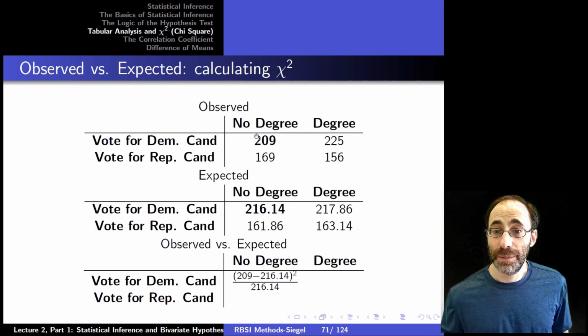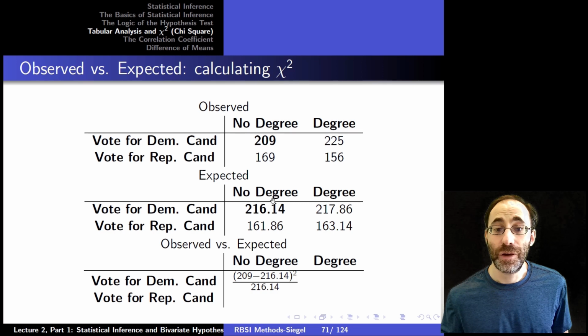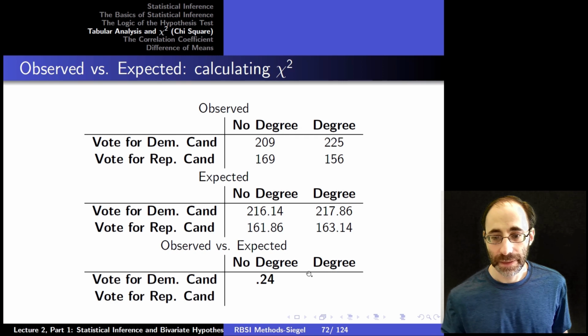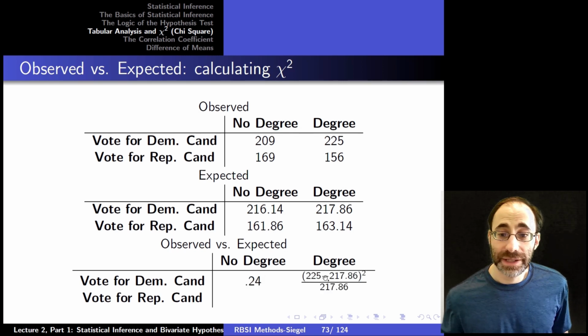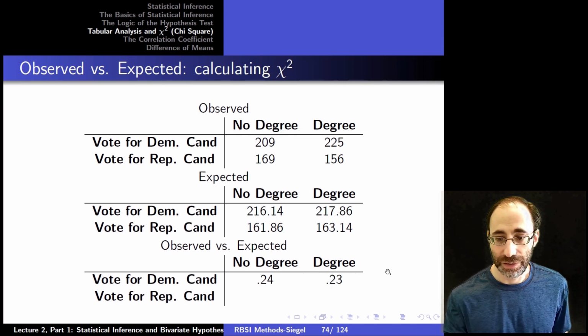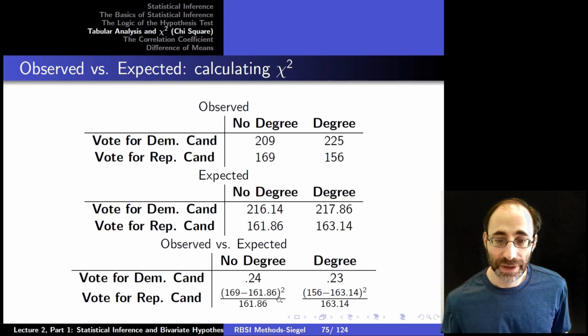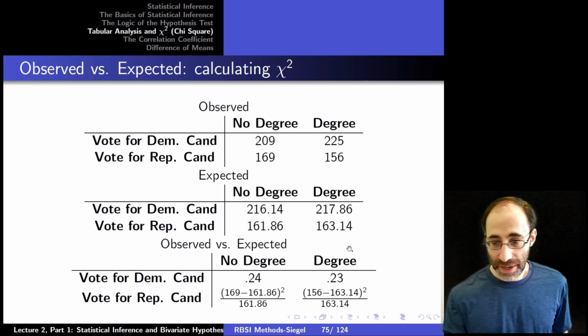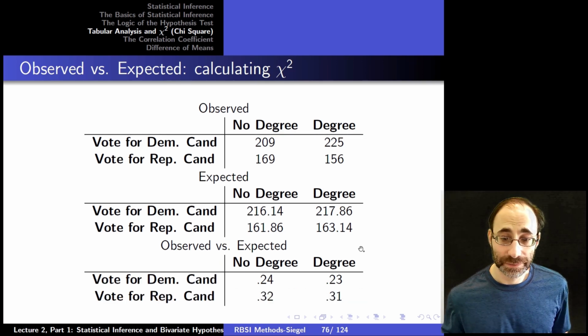Okay, so here's our observed table we had. Here's our calculated expected table. We subtract expected from observed. We square it. We divide by expected. We get 0.24. Same thing over here, 0.23. And then down here as well, right? So 169 minus 161.86 squared divided by 161.86. And that gives us the whole table.